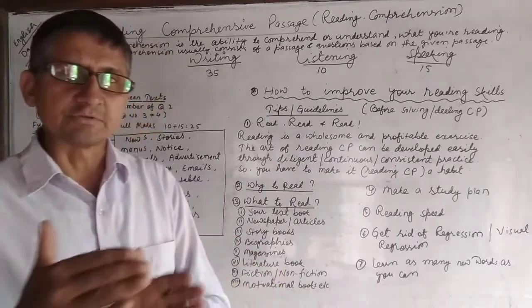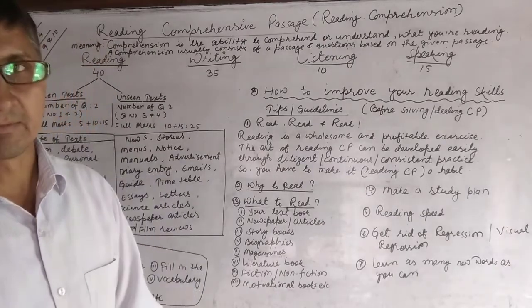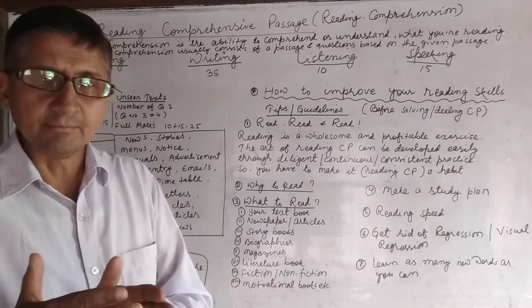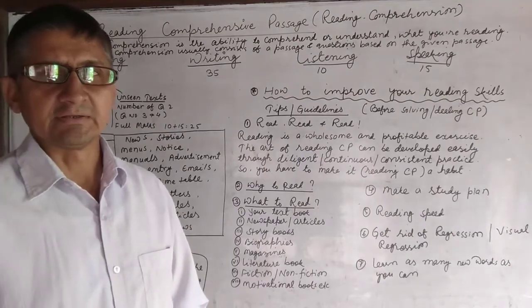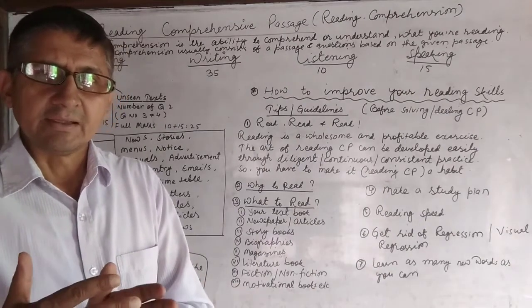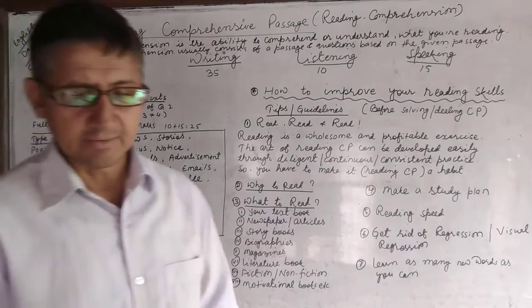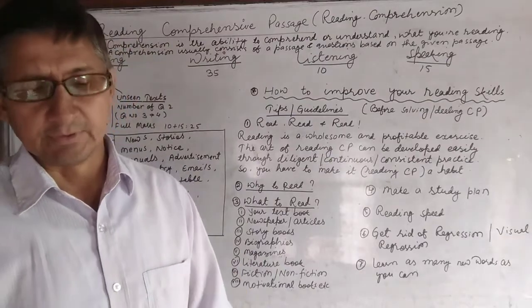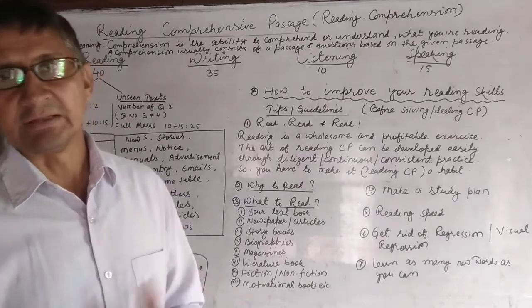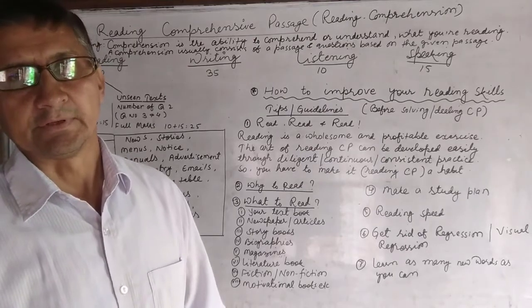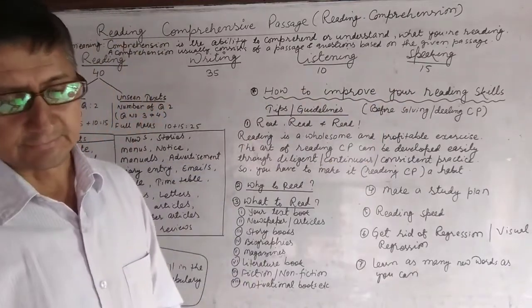For this, you have to separate time, at least 30 minutes daily for reading. You can increase this time to 45 minutes, 1 hour, or 1 hour 30 minutes. Okay? Similarly, read as much as possible. Spend much of your time in reading English texts. If you do this, you can improve your reading skills.